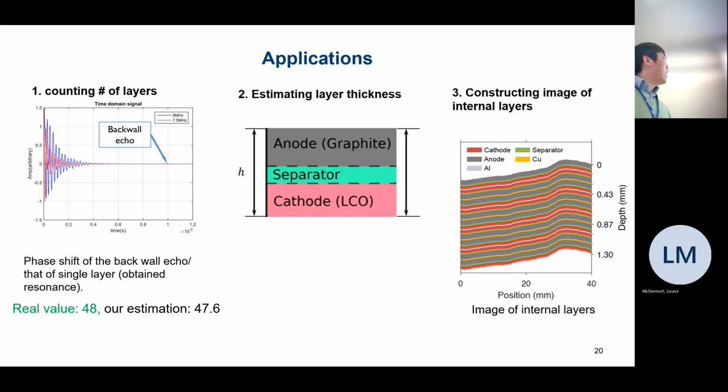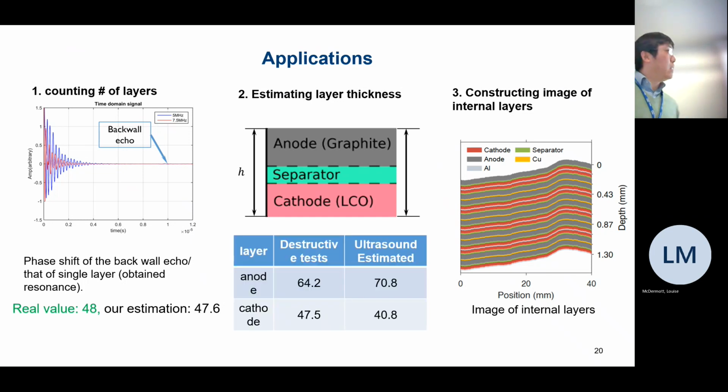So the first one is we can count how many repetitive units or layers are inside of a battery cell. So if you give me a new cell without telling me the internal structure, then we can measure how much time it takes for the ultrasound to go through the whole cell, and we can use the resonance to tell how much time it takes to go through a single layer. So by dividing these two, we can estimate how many layers are inside of the battery. So we came up with a very close number.